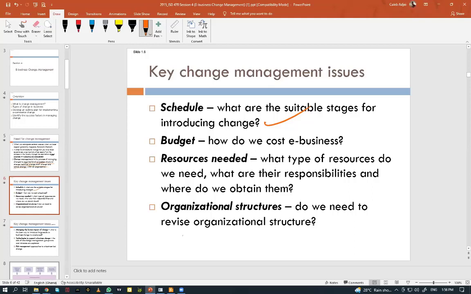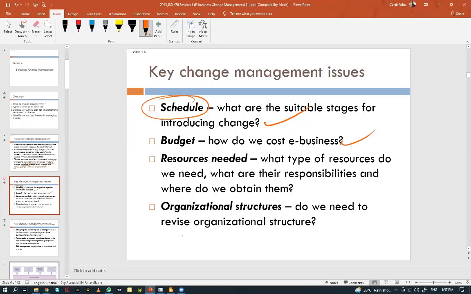Number two, budget. How do we cost the e-business? The e-business that we want to introduce to the organization, what is the suitable time to introduce it? Number two, the budget. In terms of money, how much will it cost us to introduce it? Then number three, what are the resources needed? What type of resources do we need? It can be the human resources, it can be the technological resources, it can be a whole lot of resources, network setup and all those things. And what are their responsibilities? And where do we obtain them? We don't just ask ourselves what resources to use and just sleep. Where do we get them, what are going to be the purposes of those resources, and where do we obtain them from?